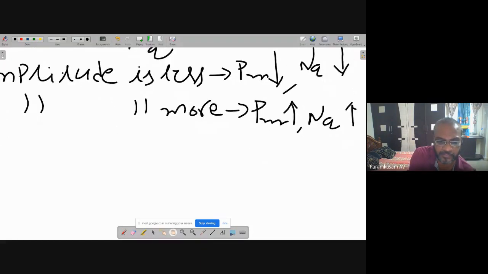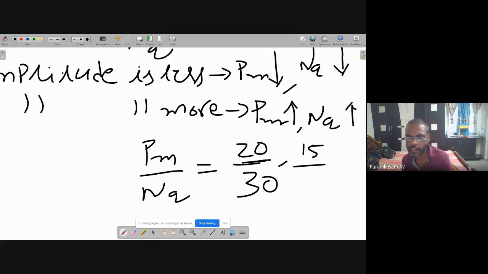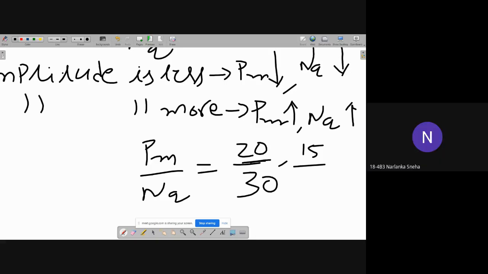ఇప్పుడు ఎగ్జాంపుల్ చూద్దాం. PM బై NQ అనేది 2/3 ఉంది అనుకోండి. సపోజ్ 20/30 అనుకోండి. సపోజ్ PM 15కి చేంజ్ అయింది అనుకోండి, 30 ఎంతకి చేంజ్ అయితే ఈక్వల్గా ఉంటాయి చెప్పండి? 30, ఇది NQ, 30 కంటే తక్కువ ఉండాలా ఎక్కువ ఉండాలా? తక్కువ ఉండాలి. ఎంత ఉండాలి? 20 కన్నా తక్కువ ఉండాలి సార్.